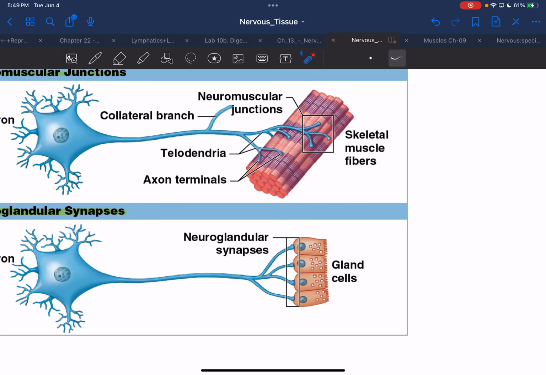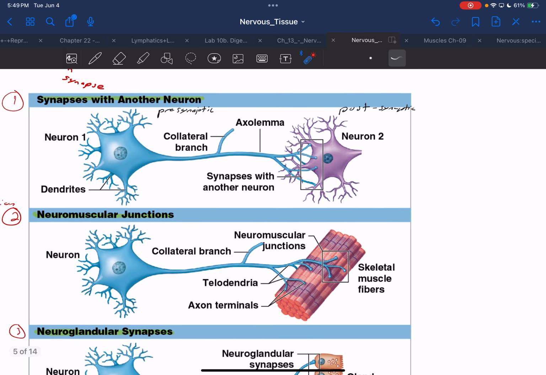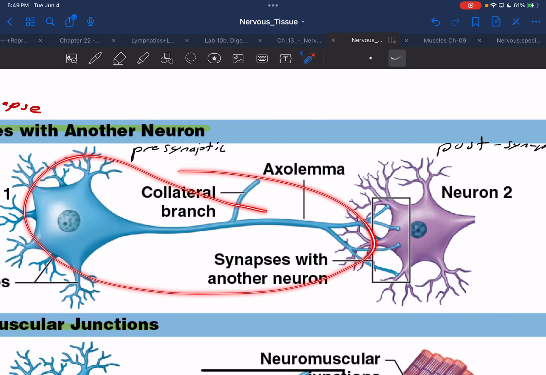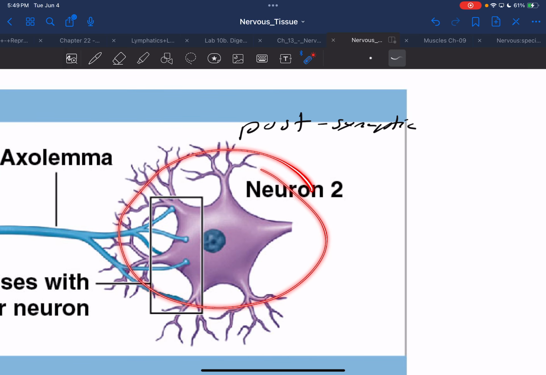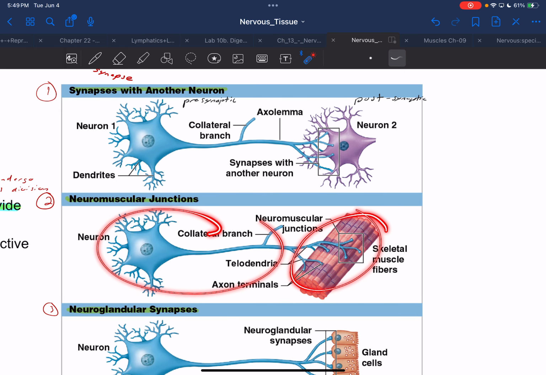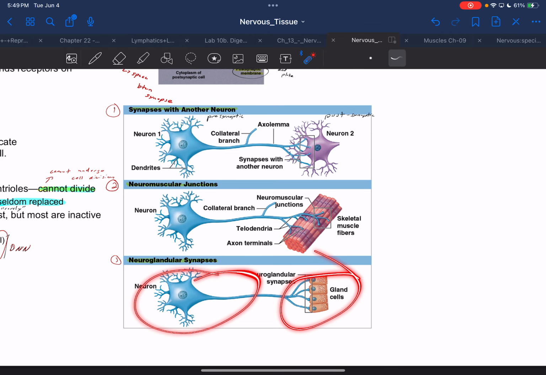But you can see that the word synapse just means where they meet or connect. And so the cell that comes first is always going to be called presynaptic. The one that comes after is going to be called postsynaptic. And that's true for all of them. Presynaptic, postsynaptic.